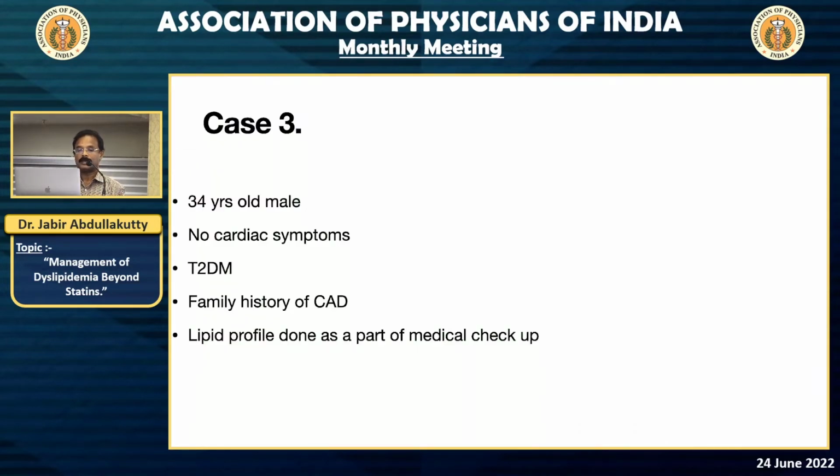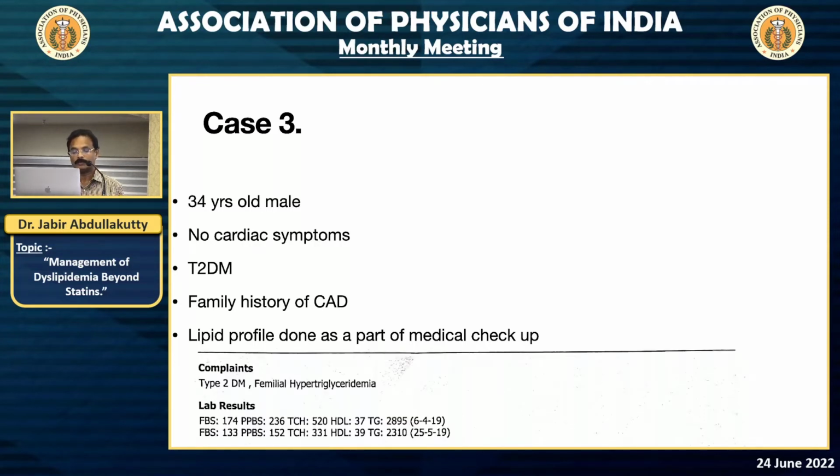So case 3 is a 34-year-old male, no cardiac symptoms, he is diabetic, there is a family history of CAD, and a lipid profile was done as a part of a medical checkup, and the lab people told him, look, your blood looks like milk, your serum looks like milk, and his FBS was 174, PPBS 236, unlikely for this diabetes to produce this much triglyceridemia, though diabetes can increase the level of triglyceride. And his triglyceride when I saw him first was 2895.